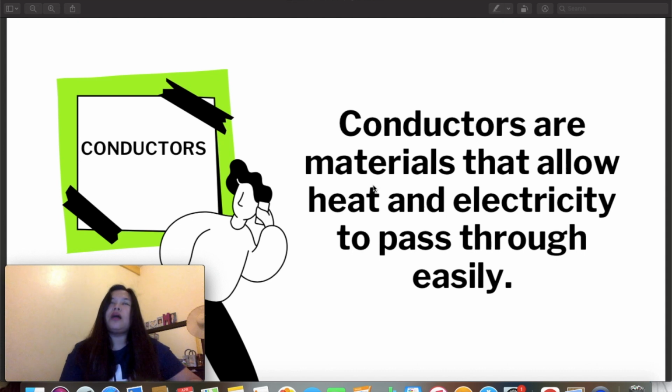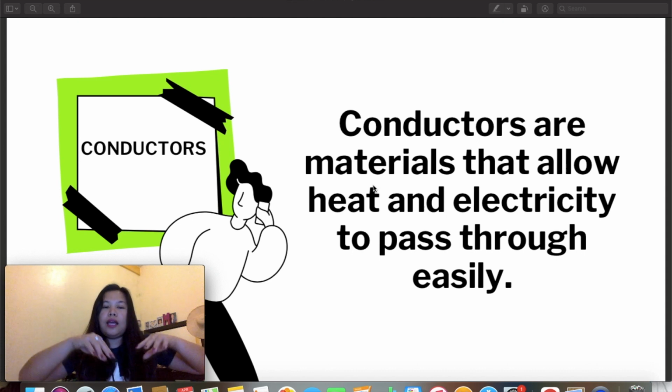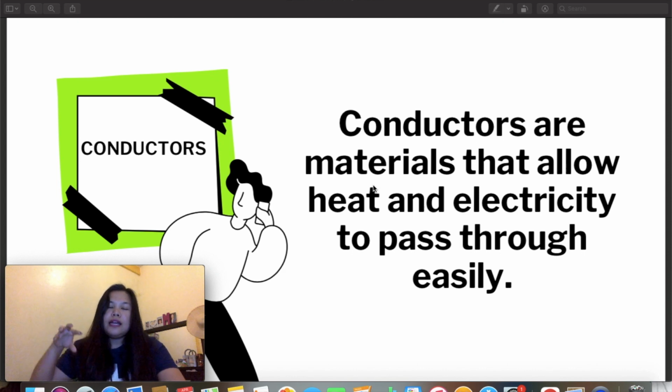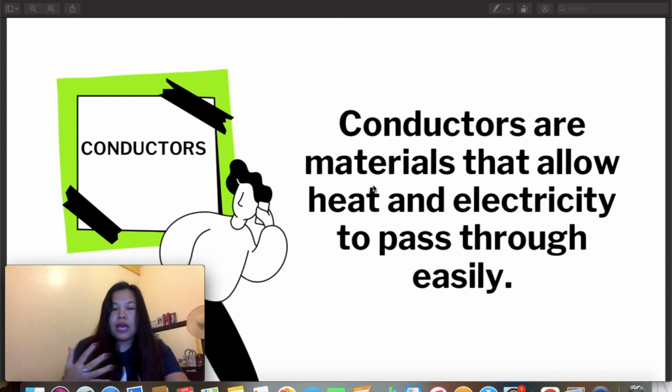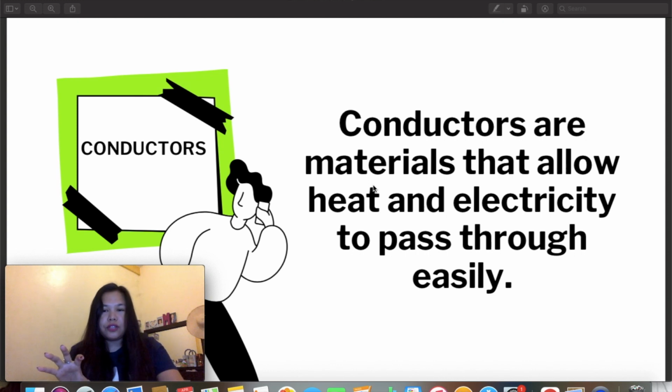Okay, so what are conductors? So, ito na yung lesson proper natin. Discussion proper. What are conductors? Conductors are materials that allow heat and electricity to pass through easily. So, ibig sabihin, material siya, mga bagay siya na pinapayagan niyang dumaloy sa kanya yung kuryente. So, there are examples na mga good conductors na doon talaga dadaan sa kanya yung init at saka yung kuryente.